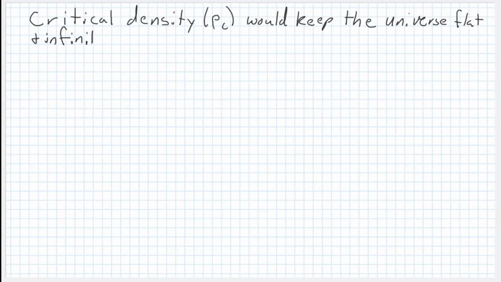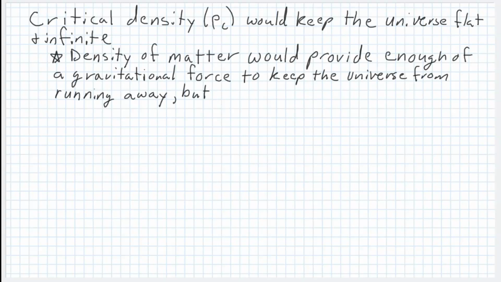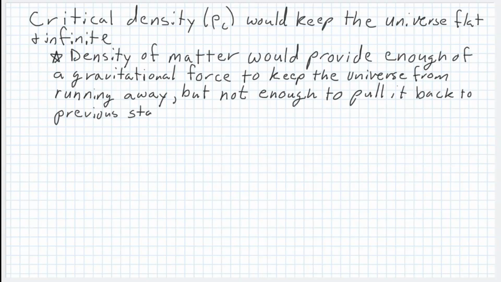The critical density would keep the universe flat and infinite if that was the true density of the universe. The density of the matter of the universe would be enough to provide a gravitational force to keep the universe from running away, but not enough to pull it back to its original position. In other words, in a flat universe which has the critical density, matter would expand until it reaches infinity and comes to rest.